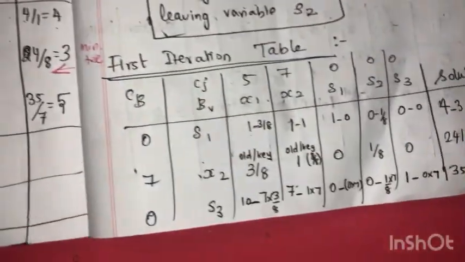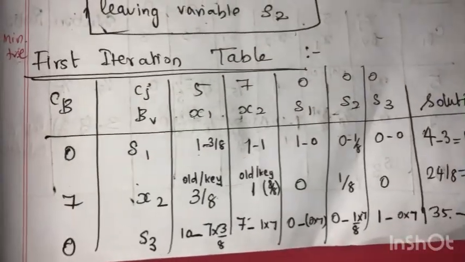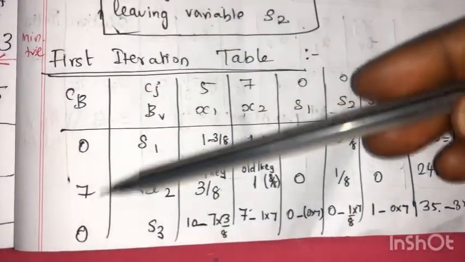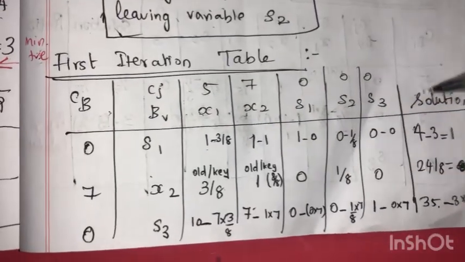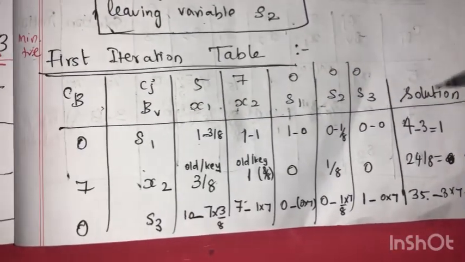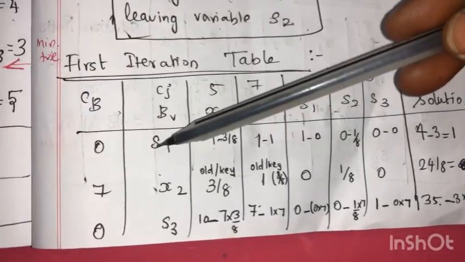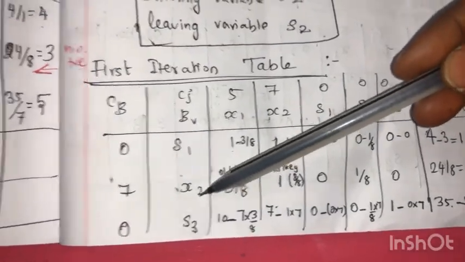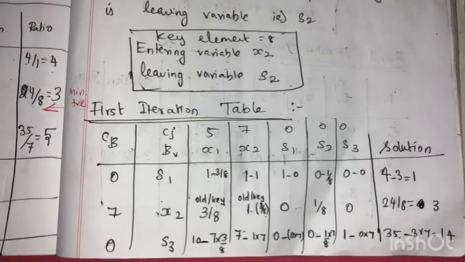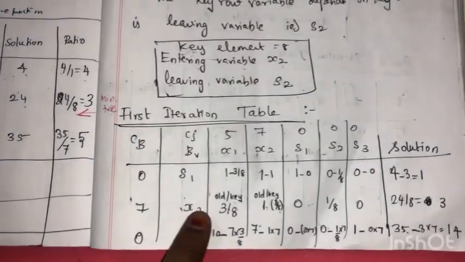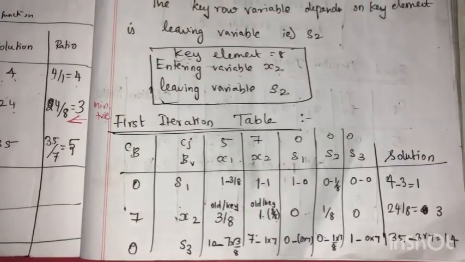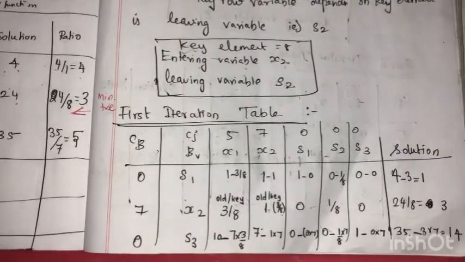So now you are going to create the first iteration table. Leave it as it is. These values don't change. Like the first table, you have to put all the values here. For the first iteration table, the s2 column leaves from here and x2 enters into the table.